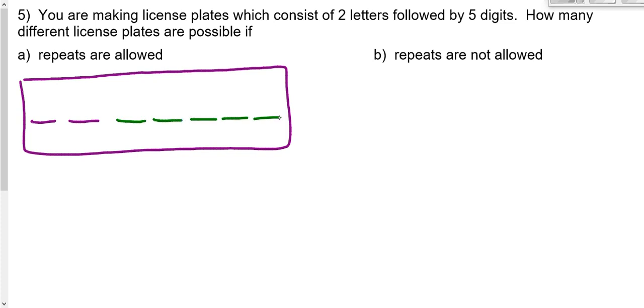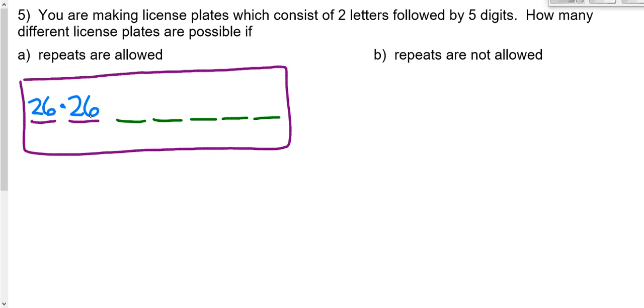Now, how many choices do you have for letters? Hopefully you realize that we have 26 letters in our alphabet, so you have 26 choices for the first letter. Now you're going to get a first letter and a second letter. So remember, we multiply with and. How many choices do we have for the second letter? Well, we're allowing repeats, so we have 26 choices for the second letter.